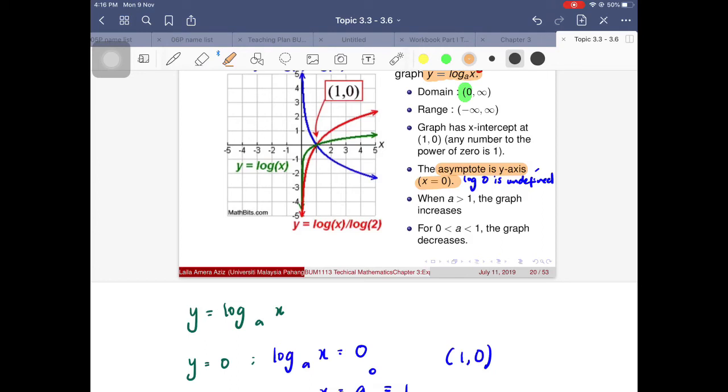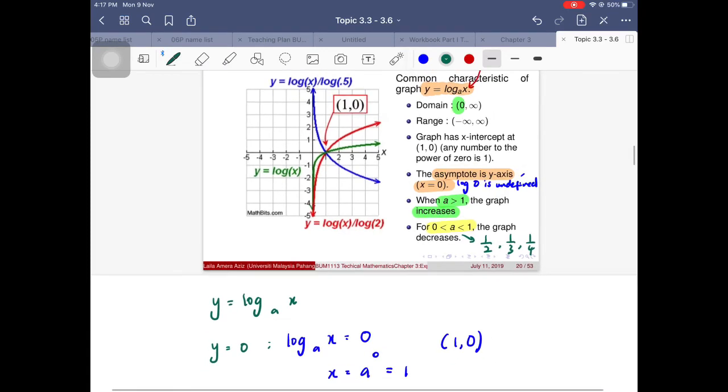And for your graph, when the base is greater than 1, the graph is going to increase. And when your base value is a fraction, a value between 0 and 1, it could be 1 over 2, 1 over 3, 1 over 4, and so on. Anything between 0 and 1, the graph is going to decrease.